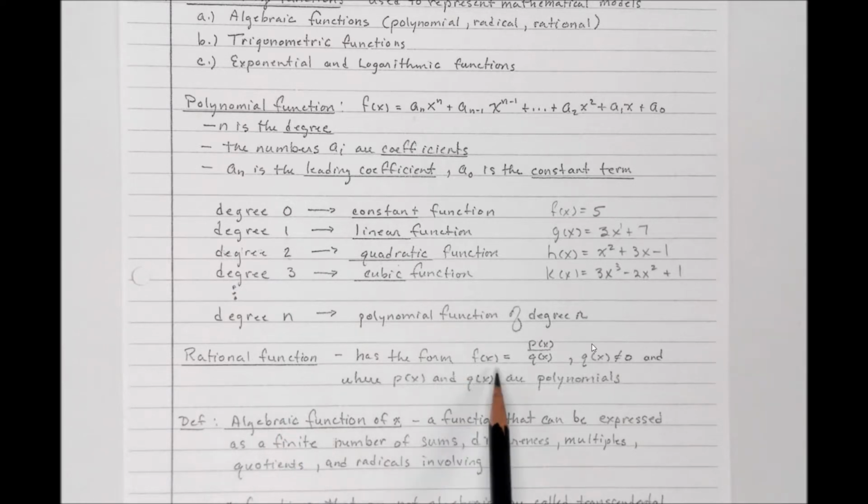Okay? A rational function is essentially a ratio of two polynomial functions. It has the form f of x equals p of x over q of x, where q of x can't be 0 because you can't divide by 0, and p of x and q of x are polynomials.